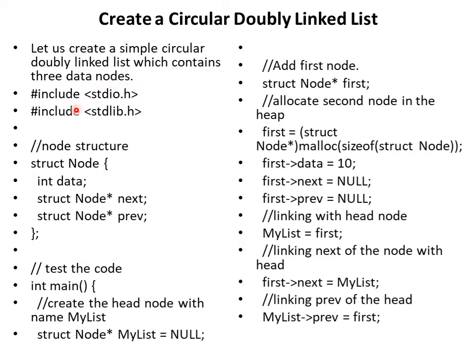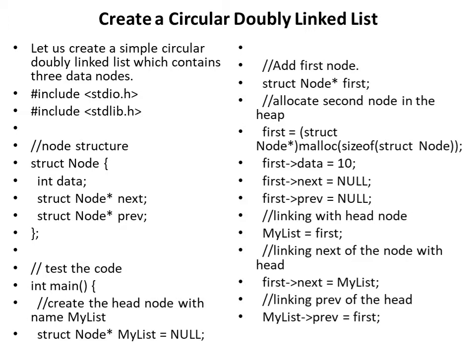Here I am declaring the header files. Then I am creating a node by using a struct node. Here you can see there are two variables, that is next and previous. This next will store the address of the next node, and previous will store the address of the previous node, and this is the data where actually the information is stored. That means it is having three fields, that is previous, data and next.